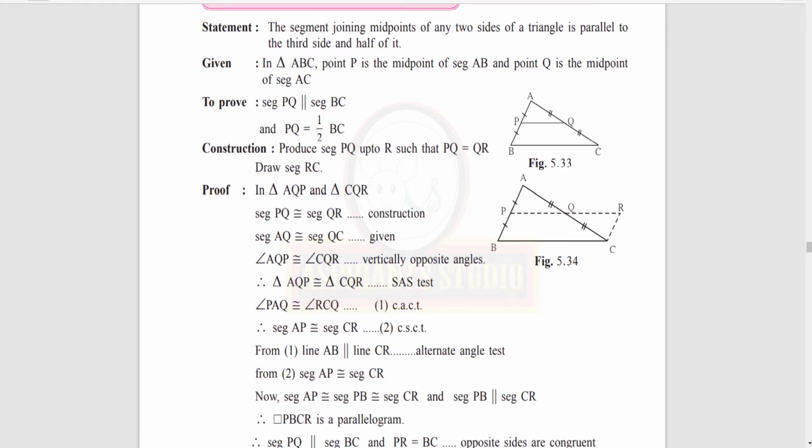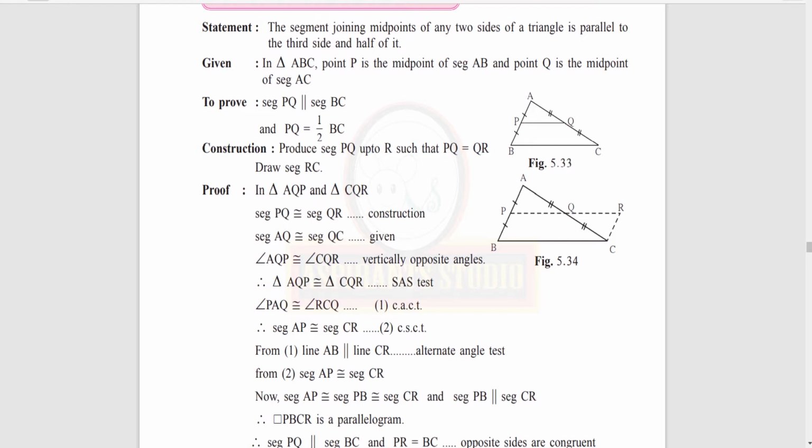Therefore, quadrilateral PBCR is a parallelogram. The opposite sides are parallel as well as congruent. So quadrilateral PBCR is a parallelogram.